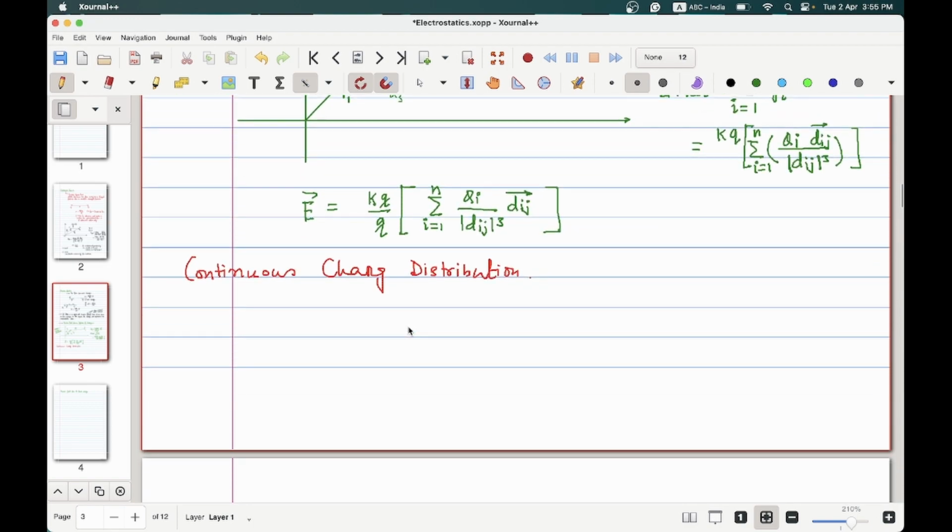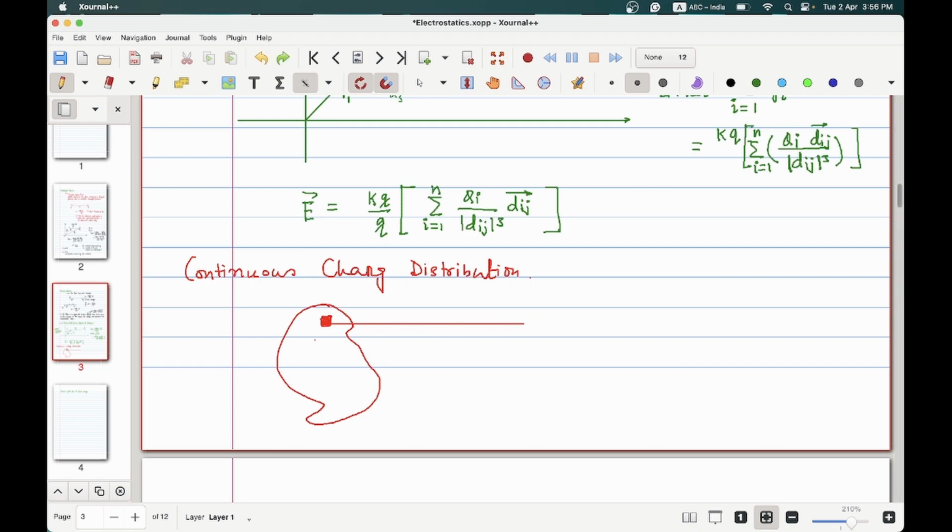For the continuous charge distribution, let us take a body with uniform charge distribution. Of course, we cannot calculate the electric field by mere integration for this type of body, where the distance vector and the electric field will vary with the distance. This is a very complex situation for integration. So let me take a general expression for this one.